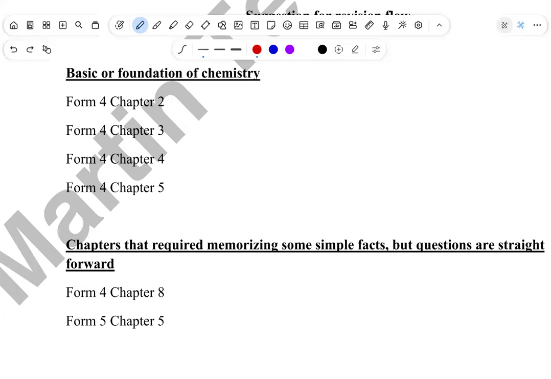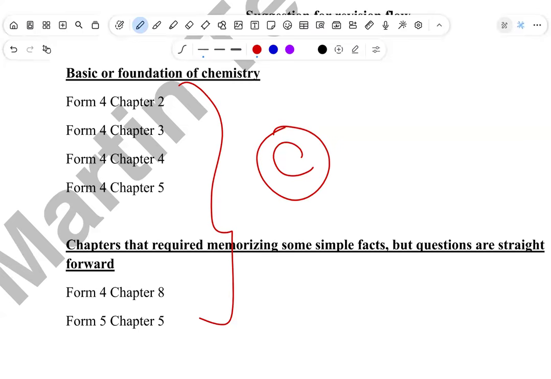So these are the chapters that you need to memorize somehow, but they are not too hard. The questions are very straightforward. They don't twist and turn the questions. You will find that Form 4 Chapter 8 and Form 5 Chapter 5 hardly ask KBAT questions. You know, then you know. You don't know, then you don't know. Very straightforward. So if you have these few things with you, you should be able to secure at least a C already.